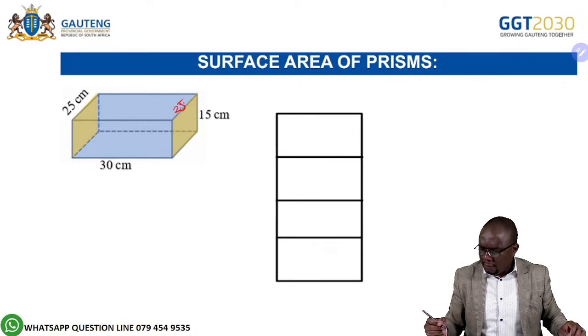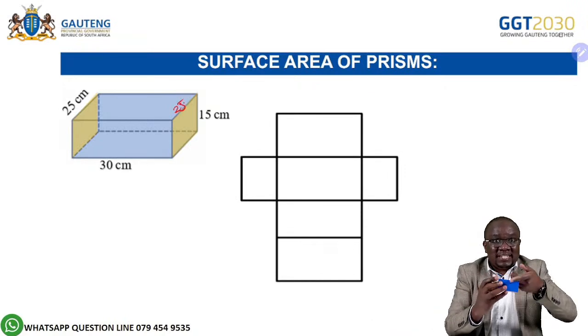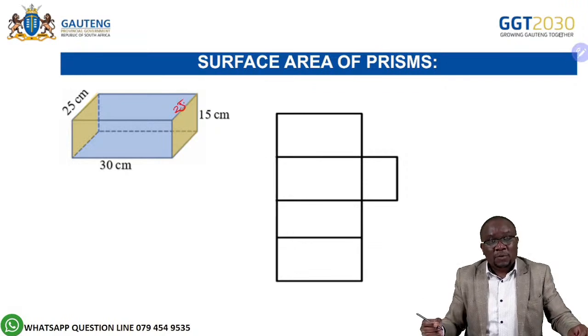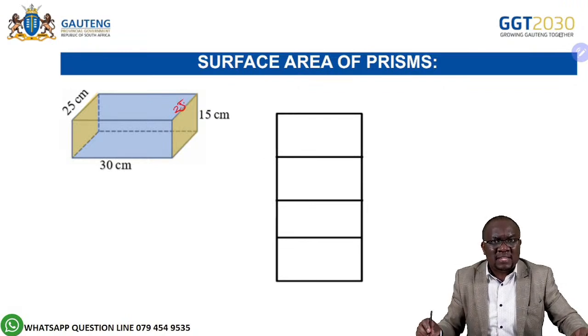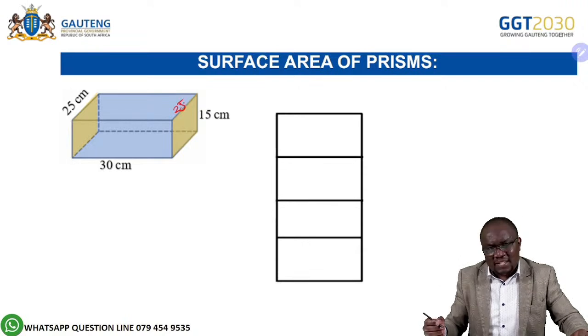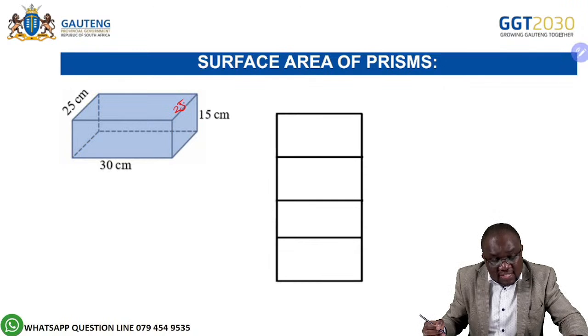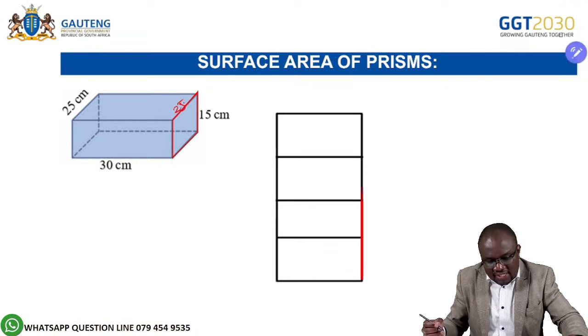Let me go back a bit. I am removing these bases. I am remaining with the lateral faces. So now we're removing the bases, we remain with a big rectangle which is made up of those lateral faces. You see that? And the distance around the base, the perimeter of the base, is equal to the length of this big rectangle that we have formed. It is equal to this length.